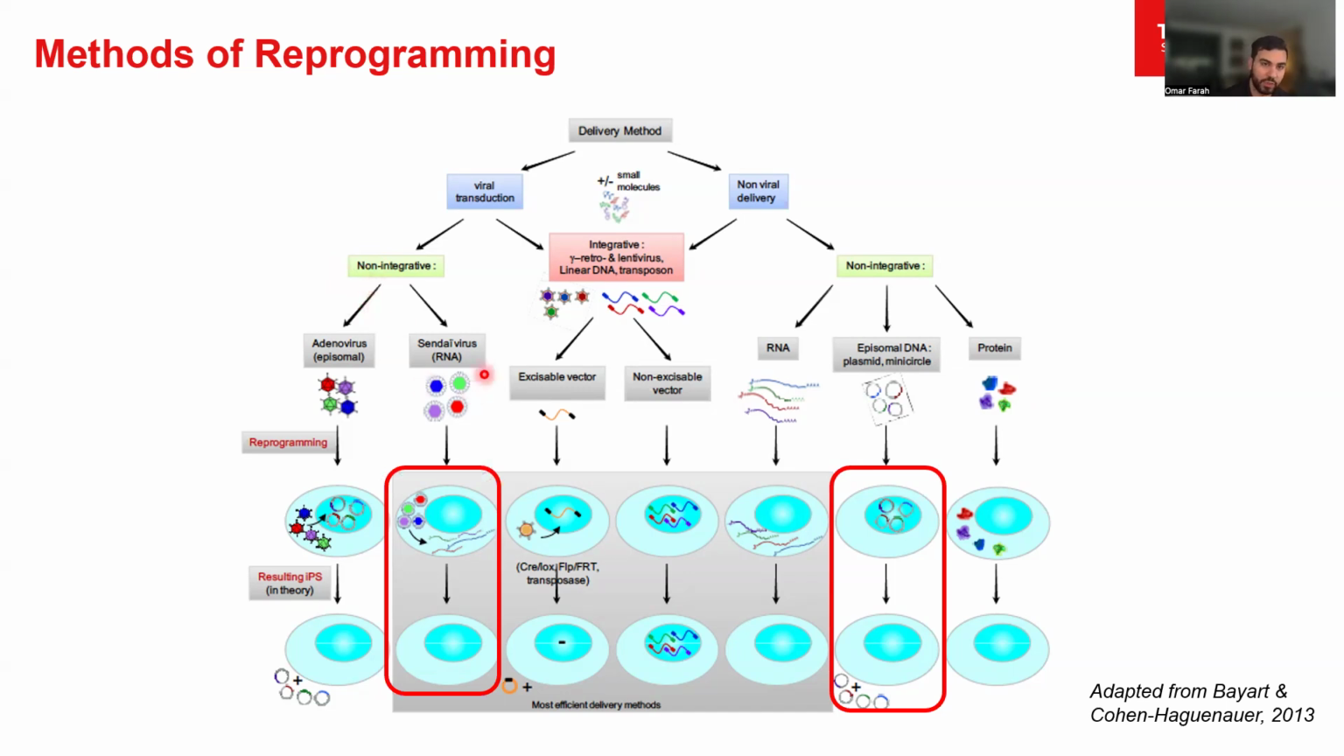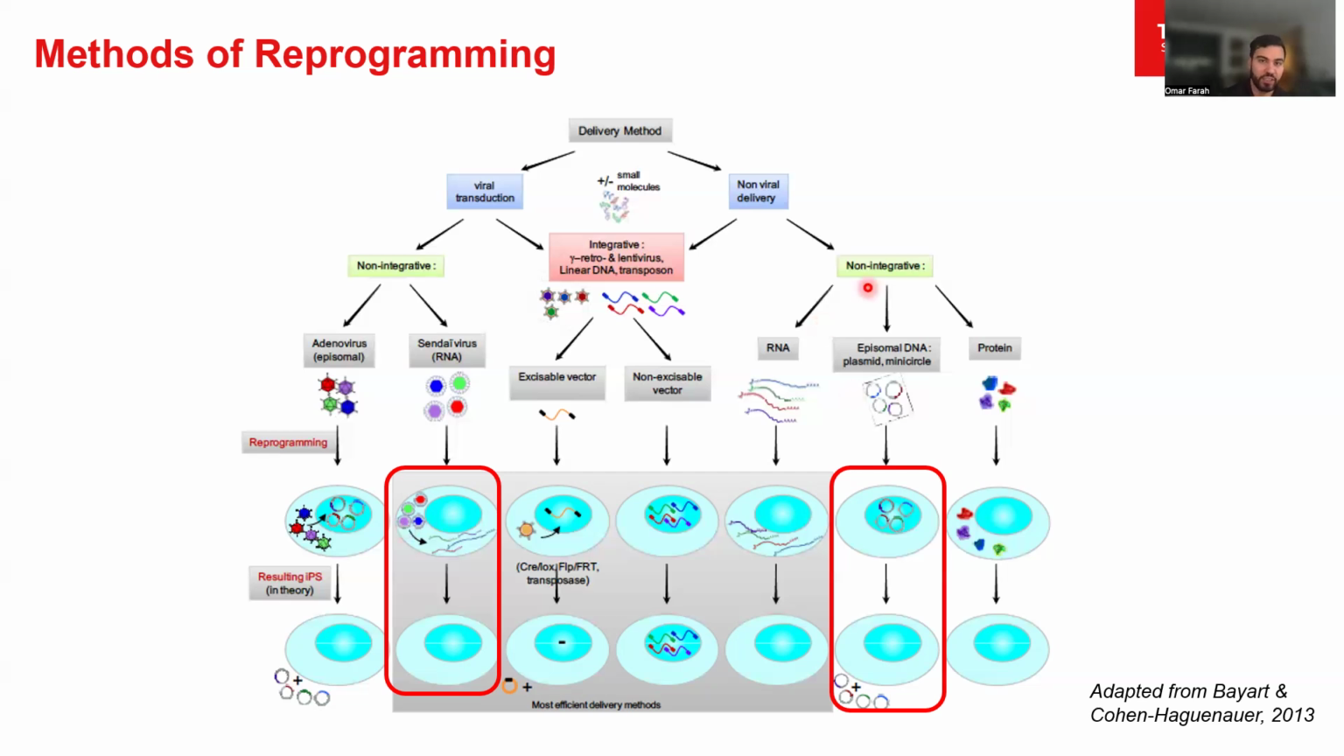The first is using the Sendai virus, where those reprogramming factors or transcription factors are packaged into a Sendai virus particle, and then those virus particles are basically going to infect your cells. And we'll talk more about the Sendai specifically, but basically the Sendai virus's payload is only expressed in the cytoplasm of the cell. So it doesn't go into the nucleus, and there's very little chance of integration into the host genome.